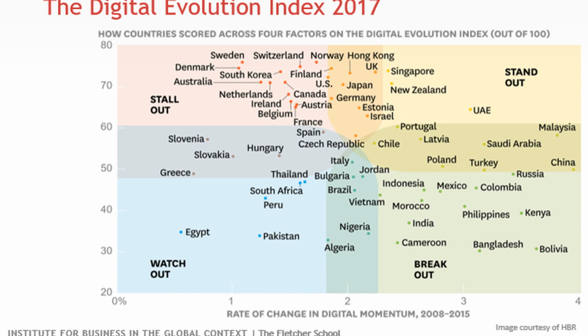And we can mark out 4 major clusters of where countries lie. So there is a cluster called the standout cluster. These are countries that are rock stars. They are both high in state and high in rate. And examples of such countries are Singapore, New Zealand, Estonia, Israel, the UAE.